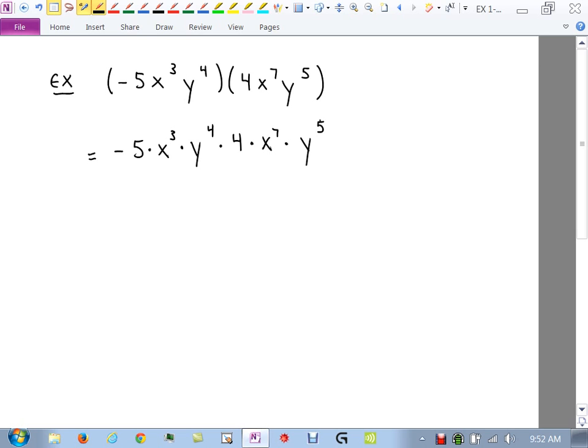Okay, now there is a property of multiplication. It's called the commutative property. I'm going to have to go back and check that spelling. All the commutative property says is this: multiplication can be moved around, right?